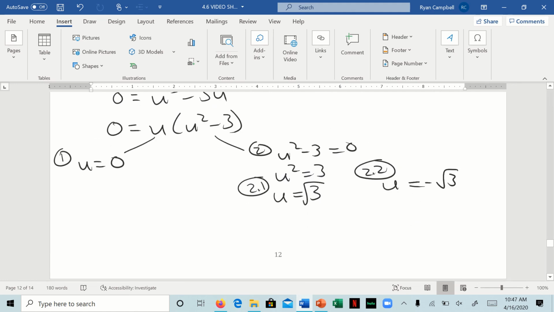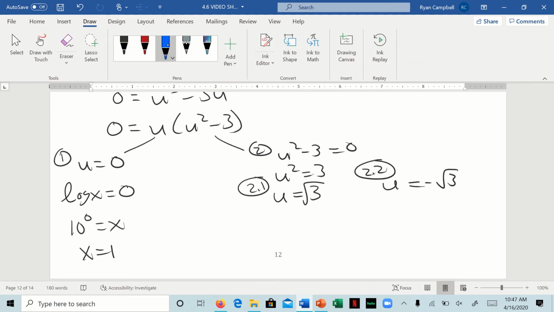But u was the log of x, right? So for the first one, log of x equals 0. So that would mean 10 to the 0 equals x, or x would just be 1. The second one, we would see that that would mean 10 to the square root of 3 equals x.